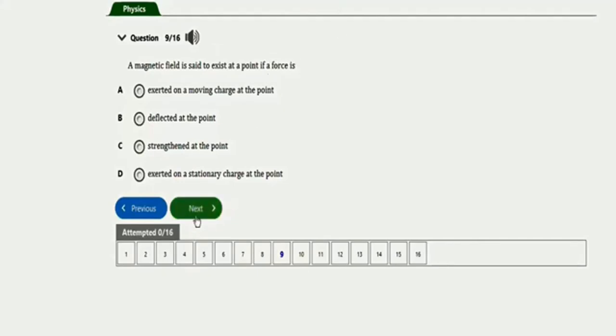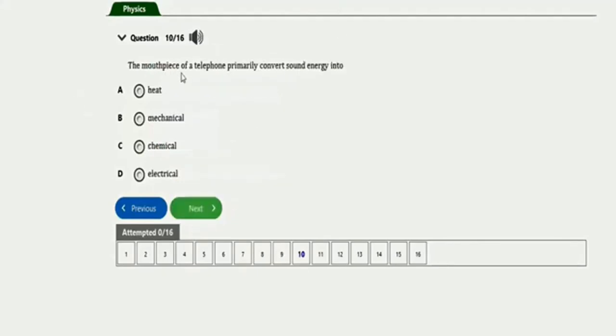The next repeated question will be this one. It says the mouthpiece of a telephone primarily converts sound energy into, I've already answered this question, so the right option is option D, electrical.